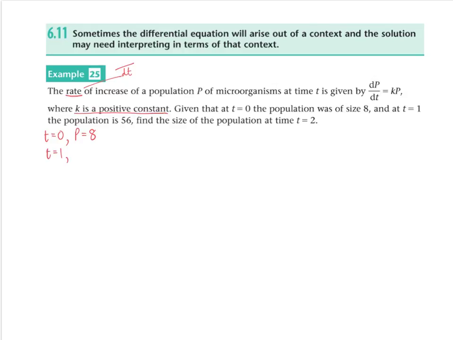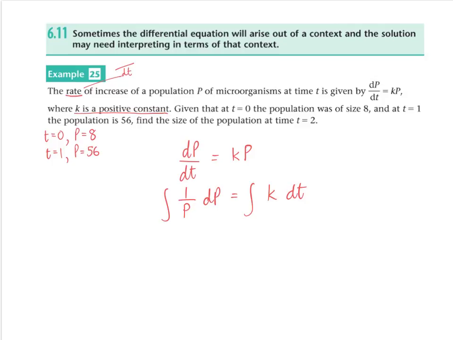So there's another set of boundary conditions. And then we're asked to find the size of the population at time t equals 2. So we've got a differential equation. We've got dp by dt, and it's equal to kp. And to solve that, we need to separate the variables. So we need 1 over p for dp, and we'll leave the k where it is for dt.